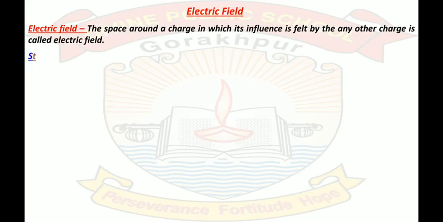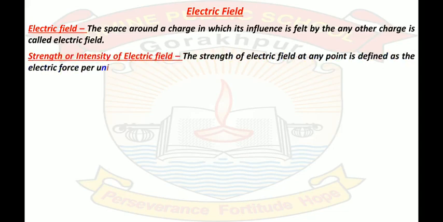We define strength or intensity of electric field. The strength of electric field at any point is defined as the electric force per unit charge acting at that point. Mathematical form is E vector is equal to limit Q naught tends to 0 F vector upon Q naught. Okay. By definition, if you say electric force per unit charge, then we must write F vector upon Q naught only. Why have we used the limit part?